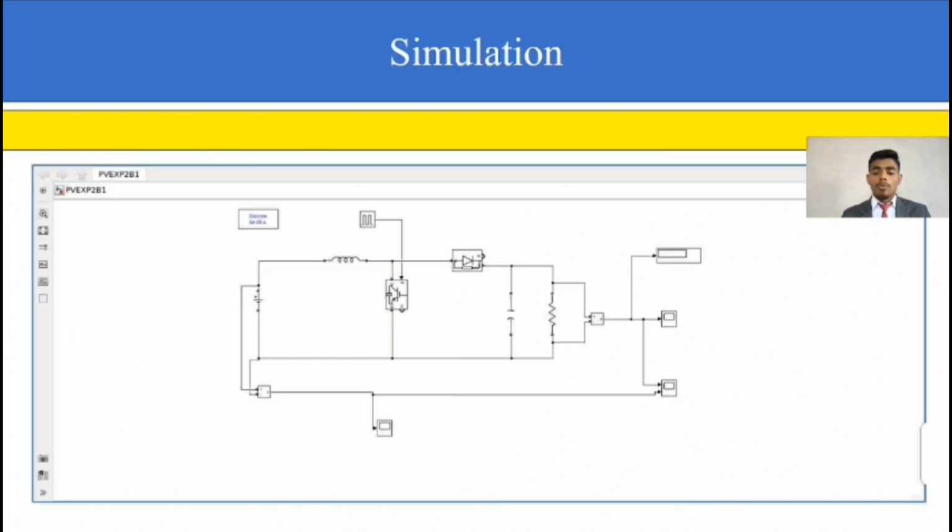Then the boost converter MATLAB simulation. In Simulink, the circuit is built with these components. When the switch is on, the inductor stores energy, and when the switch is off, the inductor releases energy, boosting with the DC supply. Then the capacitor keeps the output stable, and the waveform shows the higher DC voltage at the output.